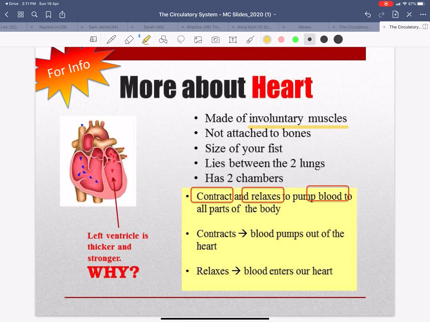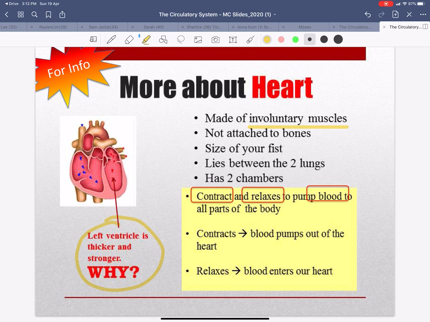Okay, moving on. Now, I'm going to leave this question to you. The left ventricle is thicker and stronger. Why? Go and do some research on it if you have the time. I'm just going to give you a hint. Think about where the right side pumps blood to, and where your left side pumps blood to. That's the reason why one side is thicker than the other. You can also think of it as the thicker it is, the more muscle cells there are. Right?